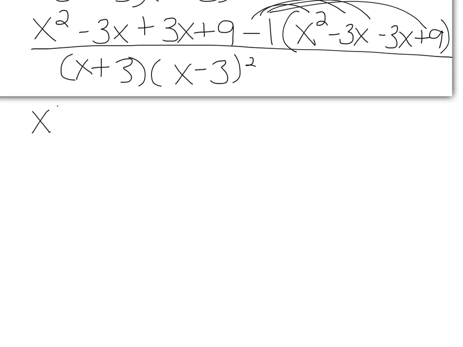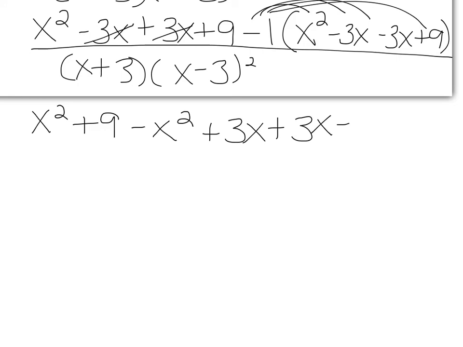So I have x squared minus 3x plus, let's not write that because those cancel. Do you guys see that that cancels? Negative 3x plus 3x. So we're just going to cross those out. So x squared plus 9. So it's going to be minus x squared plus 3x minus 9 when I distribute that negative through.